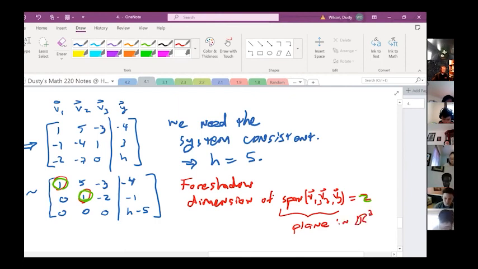through the origin. And so when we say h equals 5 is the only time this is consistent, what we're really saying is that when h equals 5, the vector, what would it be? -4, 3, 5 is on the plane, or is parallel to the plane.